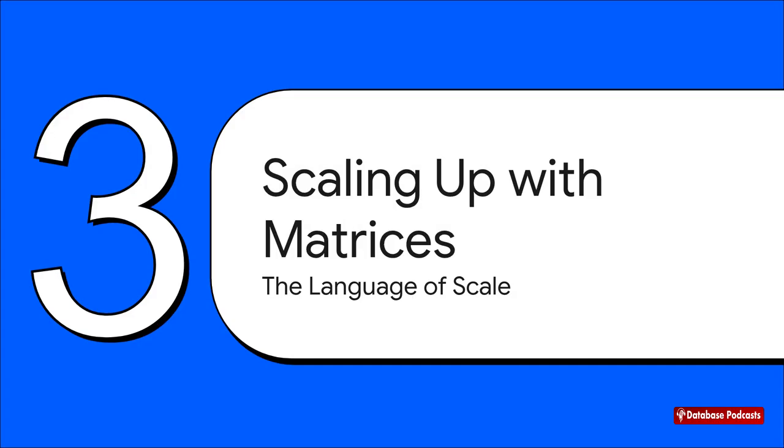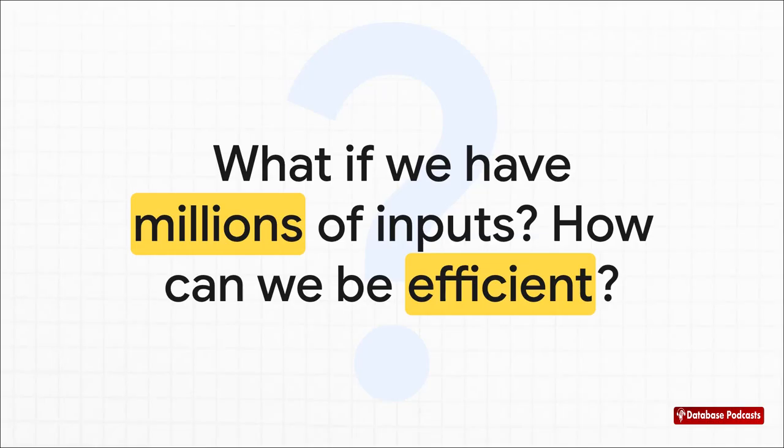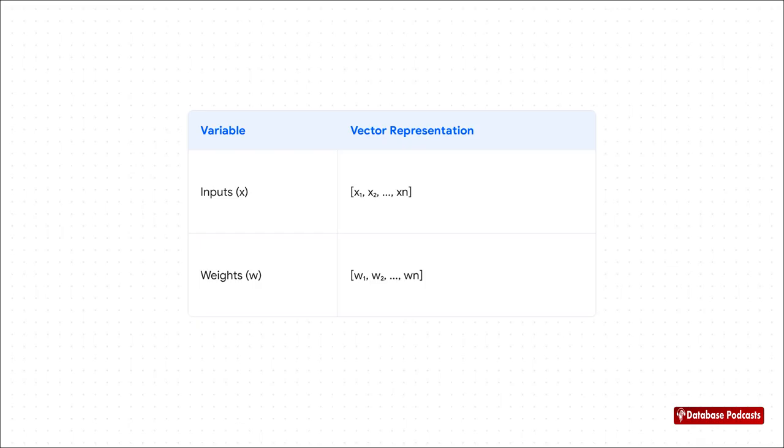Now, that formula works great for a couple of inputs, but modern AI isn't dealing with a couple of inputs, it's dealing with millions. And for that, we need a new way of speaking, the language of scale. And this is a question that anyone who's ever worked with databases will totally get. Doing things one by one is just painfully slow. When you're dealing with huge amounts of data, you've got to find a way to do things in big, efficient batches.